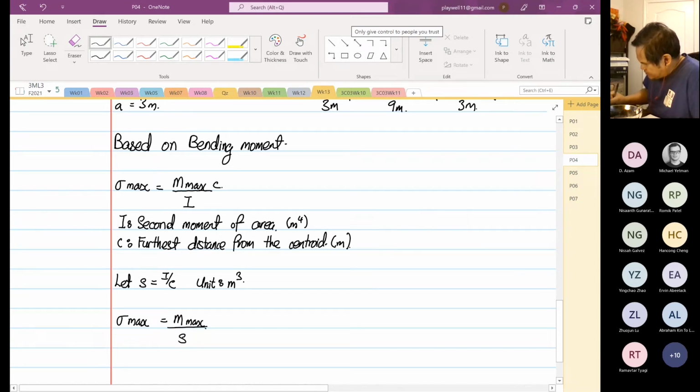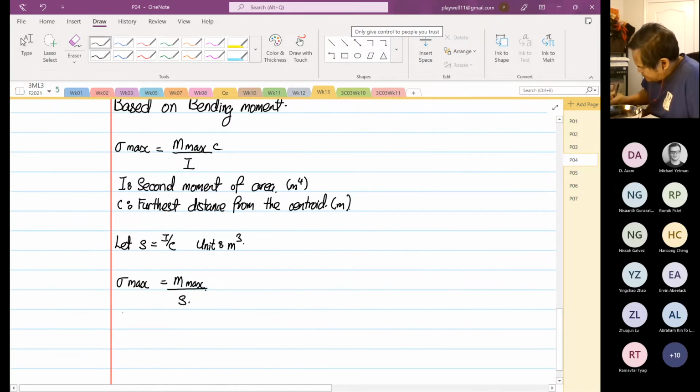Over S. So S is equal to Mx divided by stress max. Okay, so where does this S come in? Why do we need to have this S value?